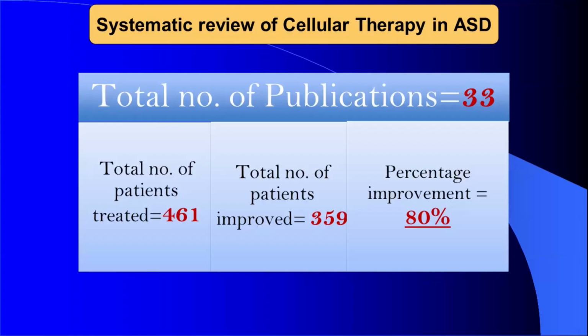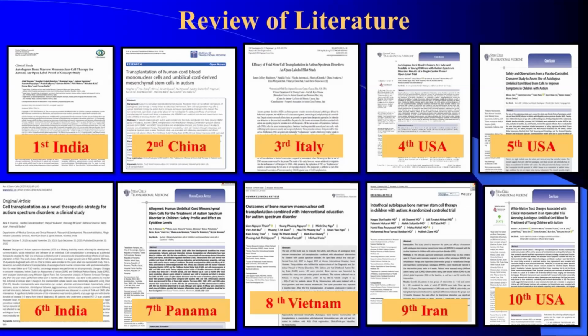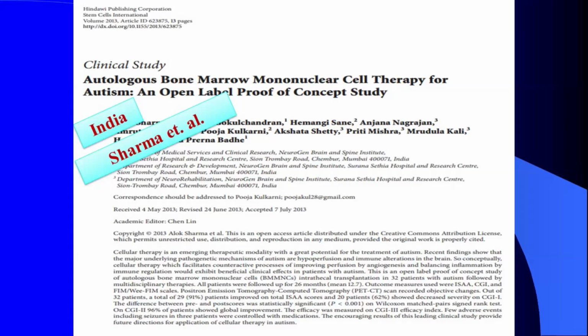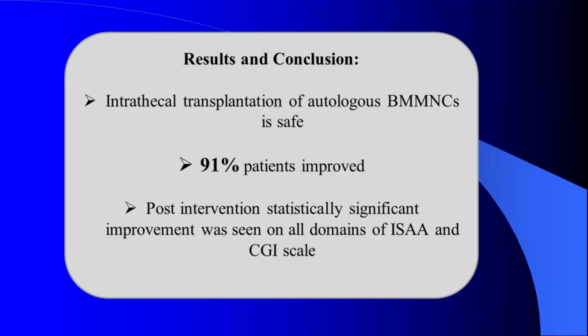So there are a total of 33 clinical studies, published papers, which show an 80% success rate. 33 worldwide papers. And if you see a review of literature, the world's first scientific paper was published from India. It was by us. We also published the 6th one. The others came from China, Italy, America, etc. So this is the world's first paper on cell therapy in autism, which we published in 2014. This was our paper, and it showed 91% of the patients improved.